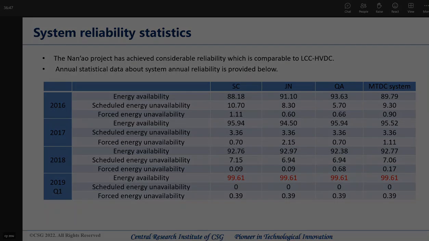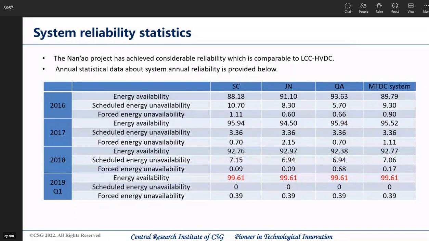The project has achieved considerable reliability, which is comparable to LCC. Annual statistical data about system annual reliability is provided below. The availability can achieve more than 99%.